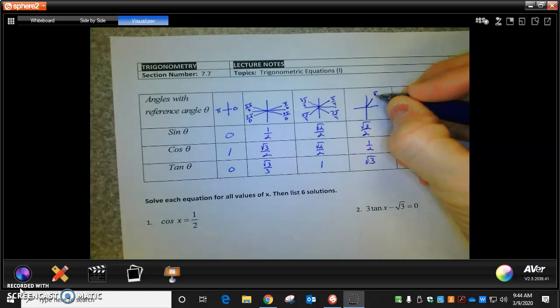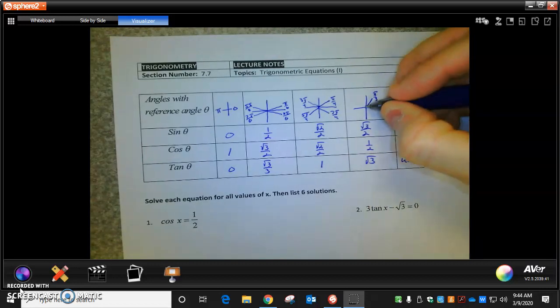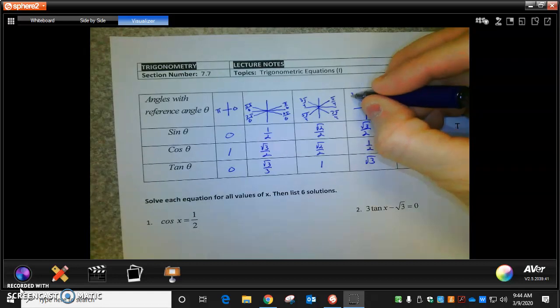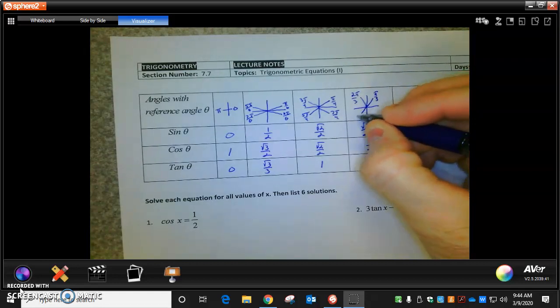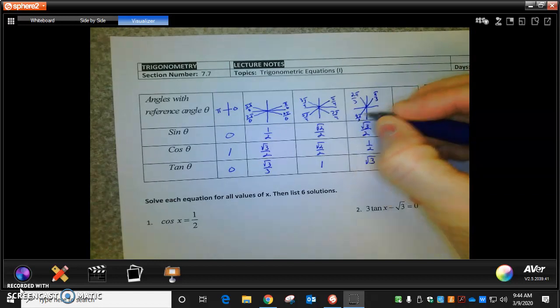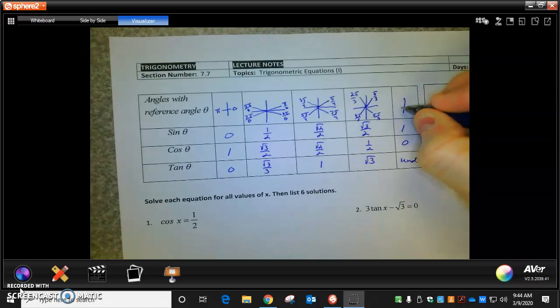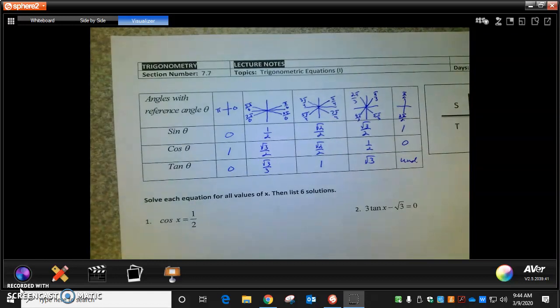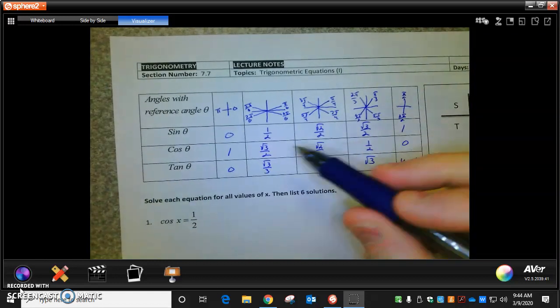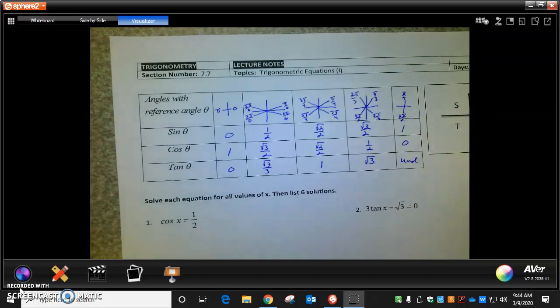This would be pi over 3. So his counterpart in quadrant 2 would be 2 pi over 3. Then this is 4 pi over 3, 5 pi over 3. And then the last column is pi over 2, but also 3 pi over 2 has a reference angle of pi over 2. Okay, so that's how I'm going to draw the chart, and that's going to help me solve these equations down here.